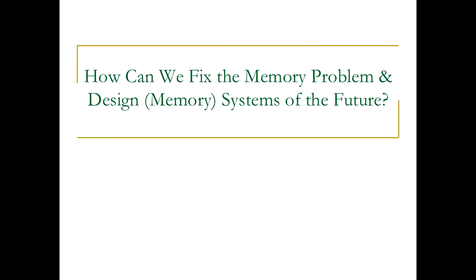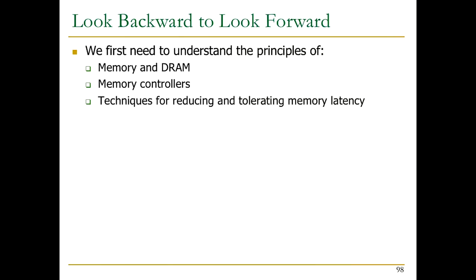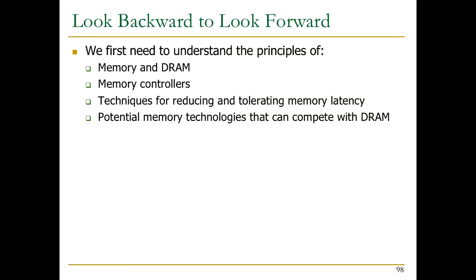How can we fix the memory problem and design memory systems of the future? To be able to do that, I think you need to really understand what's going on underneath, as we've discussed, right? So we first need to understand the principles of memory and DRAM, and that's what we're going to spend some time on for the rest of this lecture and probably in the next lecture. And memory controllers, also. How is it done today, and how it can be done? And techniques for reducing and tolerating memory latency. Again, these can be reordered, but this is really important also. And potential memory technologies that can compete with DRAM. Maybe that's not the best way of posing it, but potential memory technologies that could be useful.